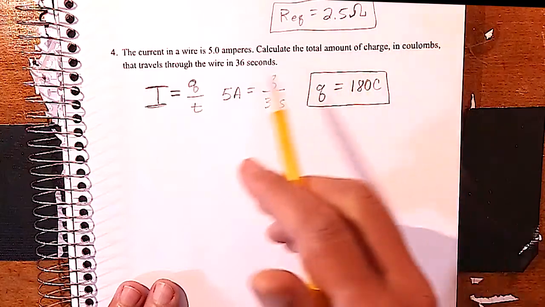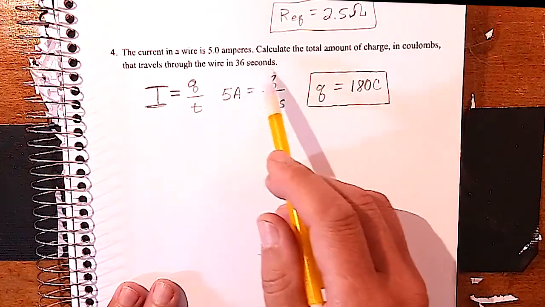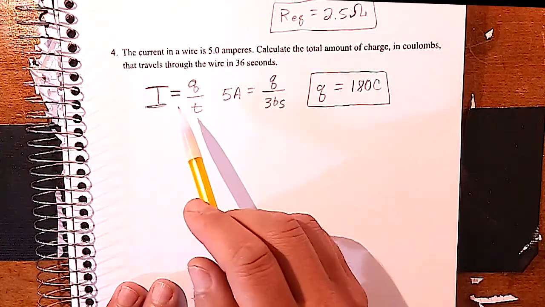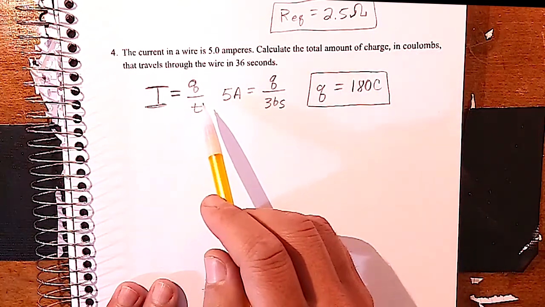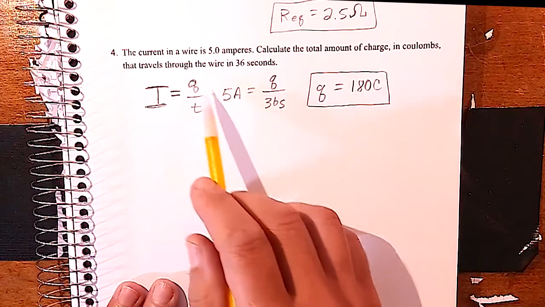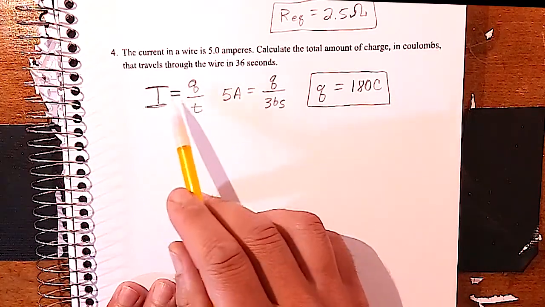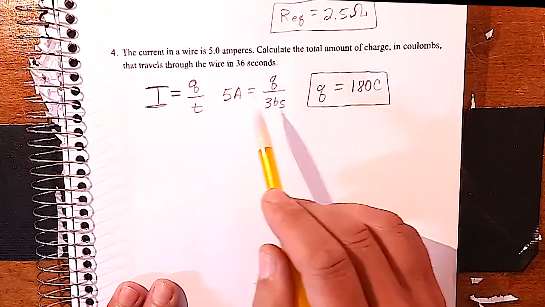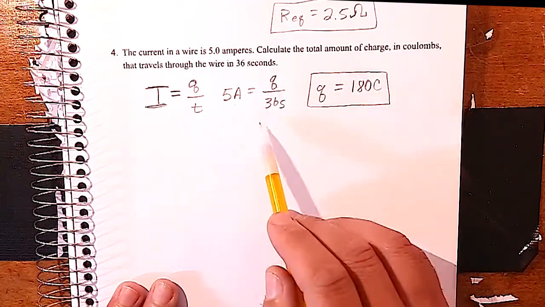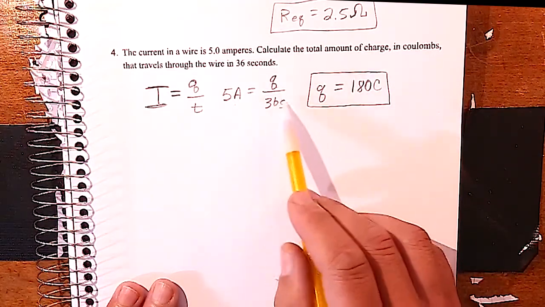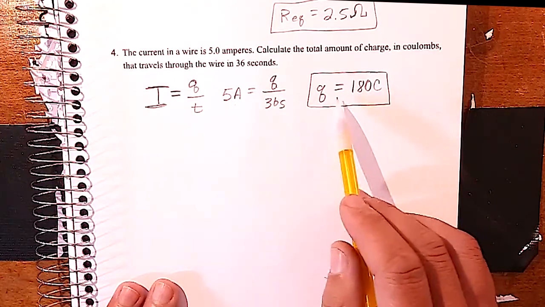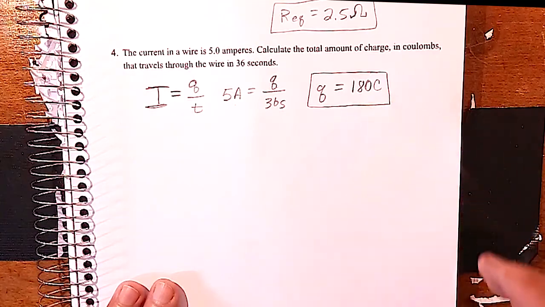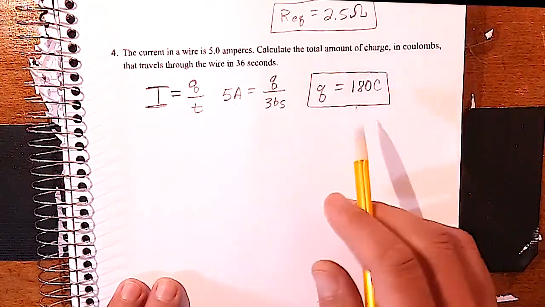The current in a wire is 5 amps. Calculate the total amount of charge in coulombs. So this is a 2-step problem. Actually, no, I'm sorry, it's not a 2-step problem. You can just do it with I equals Q over T. They give us the 5 amps. We're looking for the charge in coulombs, and the time is 36 seconds. I was thinking about the number of electrons, and to do that we'd have to divide by 1.6 times 10 to the minus 19th, but they didn't ask for that.